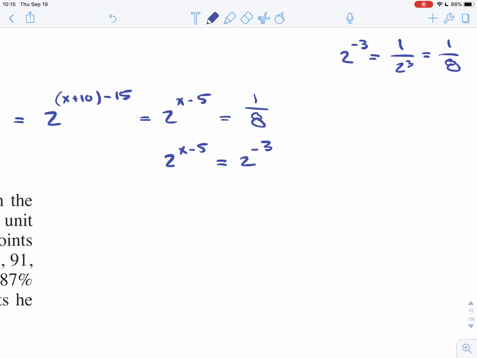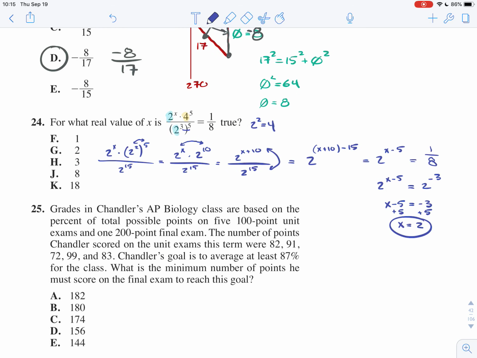And now since our bases are the same, we can set our exponents equal. x minus 5 equals negative 3. If we add 5 to both sides, we will end up with x being equal to 2, which is our answer. Great.